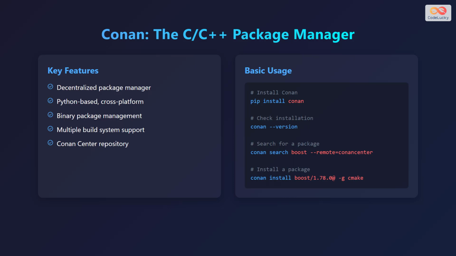Here are some basic commands for using Conan. To install Conan, use pip install conan. To check the installation, type conan --version. To search for a package, use the command conan search, followed by the package name and remote conancenter. To install a package, use the command conan install, followed by the package version and generator.